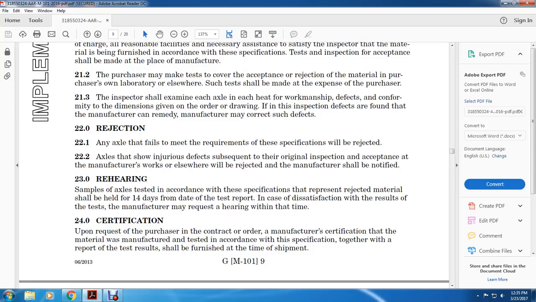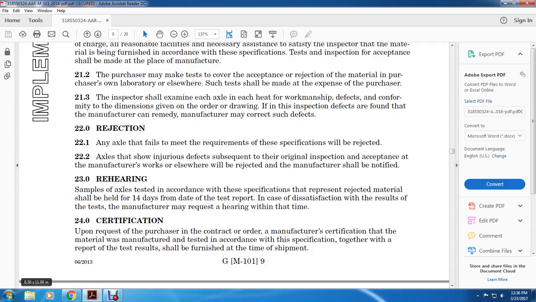22.0 Rejection. Any axle that fails to meet the requirements of this specification will be rejected. Axles showing injurious defects subsequent to original inspection acceptance at the manufacturer's works may be rejected, but the manufacturer will be notified. 23.0 Rehearing. Samples of the axles tested in accordance with the specification represented. Rejected material shall be held for 14 days from the date of the test report. In case of dissatisfaction with the result of the test, the manufacturer may request a hearing within that time.